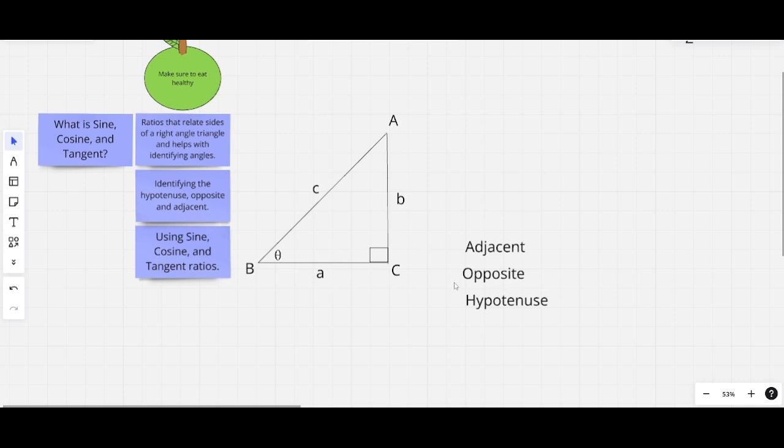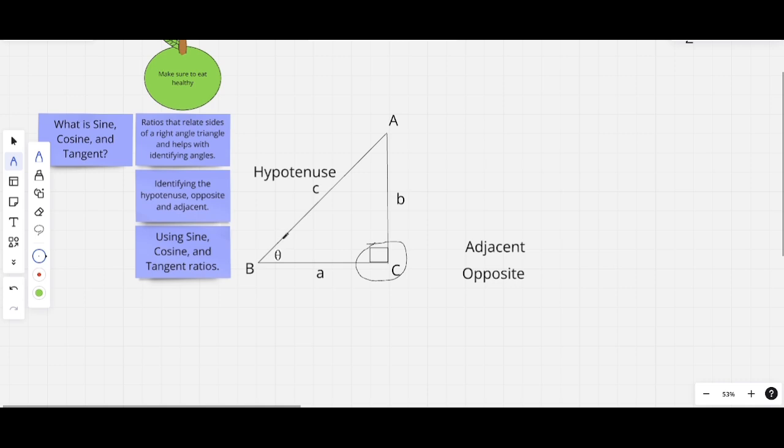So our hypotenuse will always be the side length that is opposite to our right angle. So with right angle C, our hypotenuse will be side length C. And our angle theta, which is just a name for an angle, we also have different names such as beta or alpha. I will show you more over here.